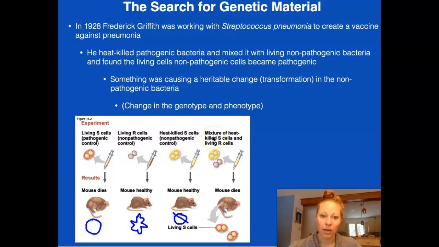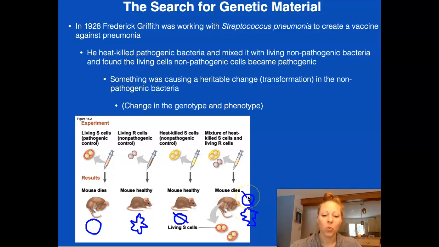Finally, his experiment, the mixture of heat-killed S cells. So he took this heat-killed S cell, so let's draw the smooth cell, which is pathogenic, but it's been killed off, and he mixed it with the rough cell, the living non-pathogenic cell. When he injected that into the mouse, counterintuitively, the mouse died, which didn't make sense because the pathogenic bacteria was killed and it was the non-pathogenic bacteria that was still living.